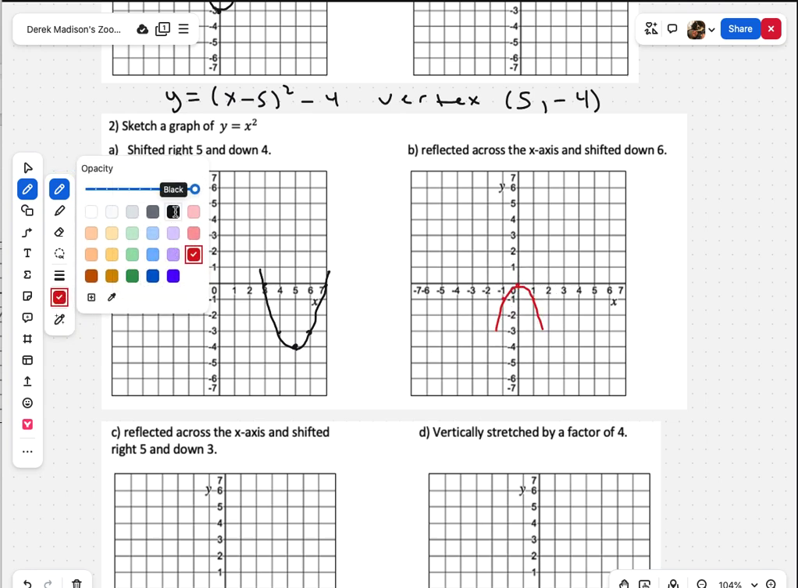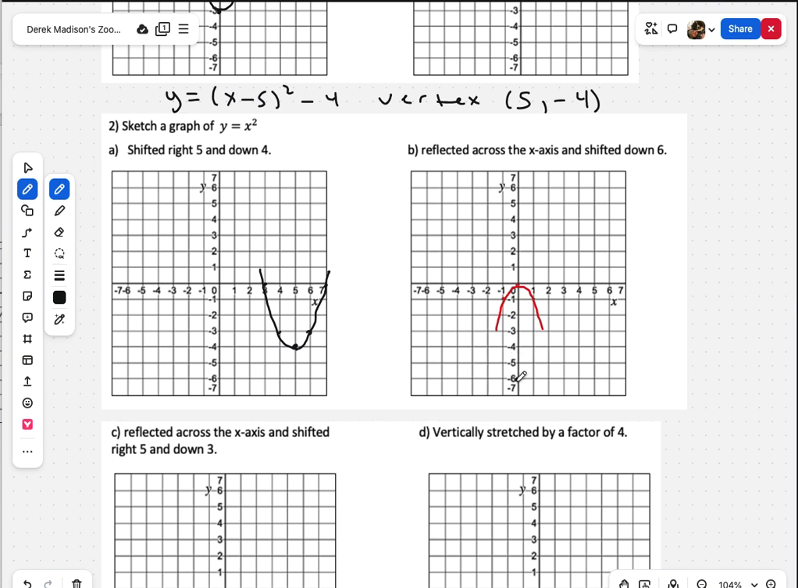And then if I take that picture and shift it down 6 units, it would be starting here and still having that same exact shape. So it would end up looking something like that.